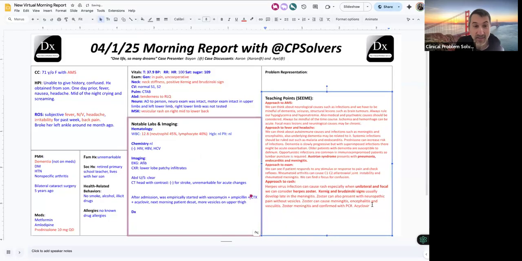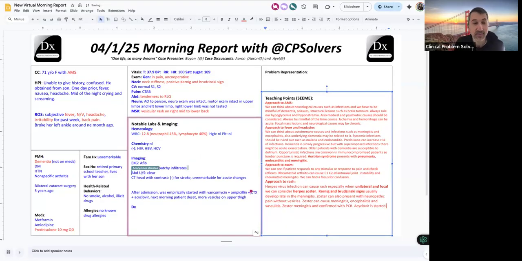So you're right, there's a lot of signs pointing to zoster here. Well, we know the patient has zoster. A lot of signs pointing to why would the patient have multiple things? They have zoster on the body. Maybe they also have zoster meningitis. But this is a common situation we find ourselves in.